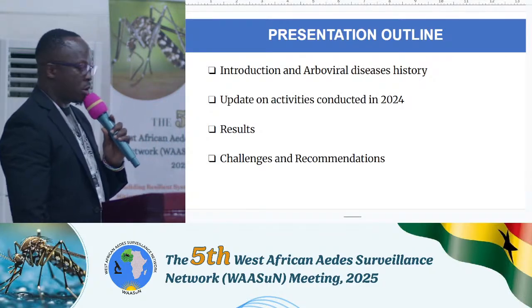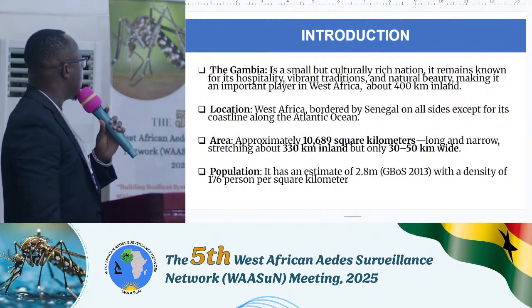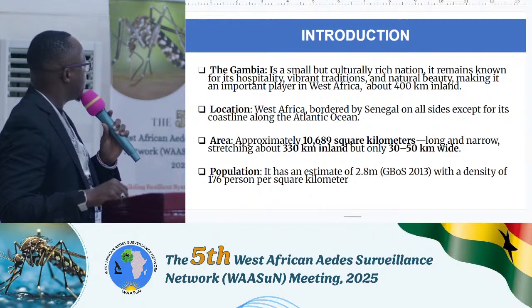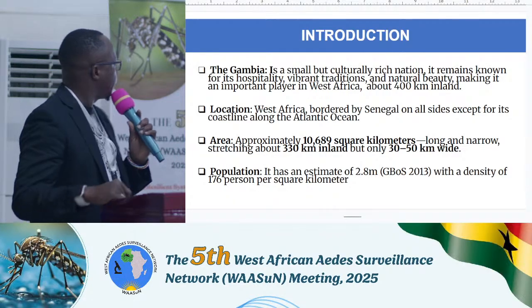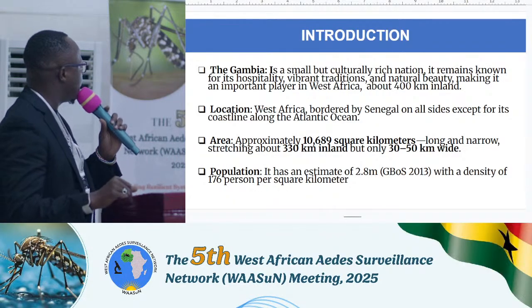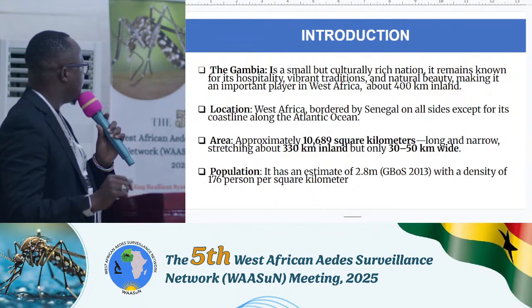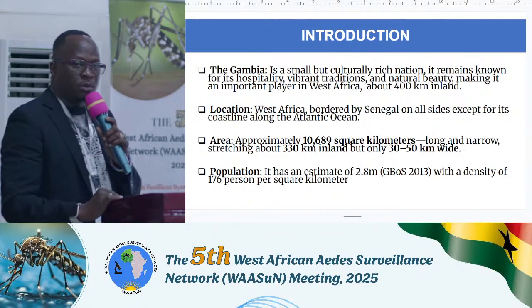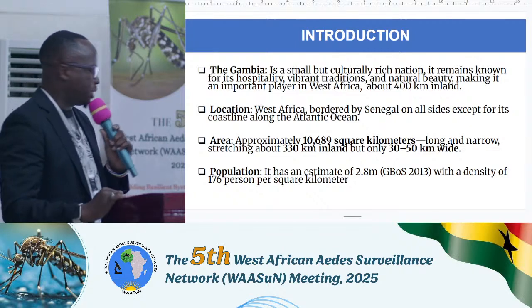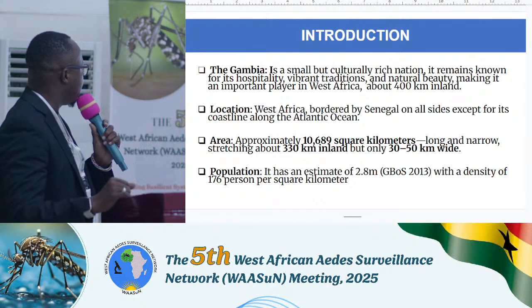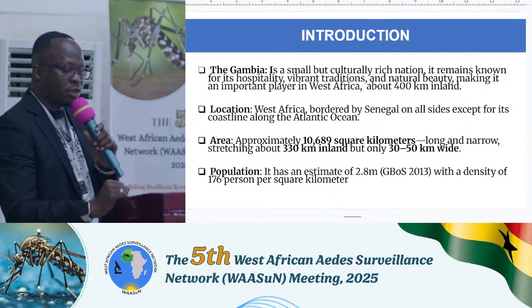Basically, the Gambia is a small country, but a culturally rich nation. We are bordered by Senegal on three sides, except for our coastline along the Atlantic Ocean. It is located in West Africa. We have an area of about 10,685 square miles. The stretch is about 330 to 360 kilometers inland, and 30 to 40 kilometers wide on both sides, with a population of about 2.8 million by the GBOS census 2023.